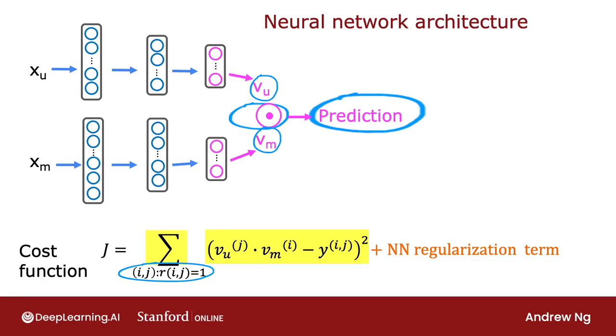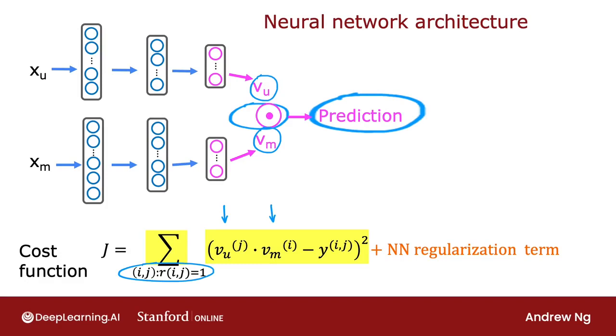And the way we would train this model is, depending on the parameters of the neural network, you end up with different vectors here for the users and for the movies. And so what we'd like to do is train the parameters of the neural network so that you end up with vectors for the users and for the movies that result in small squared error in the predictions you get out here.